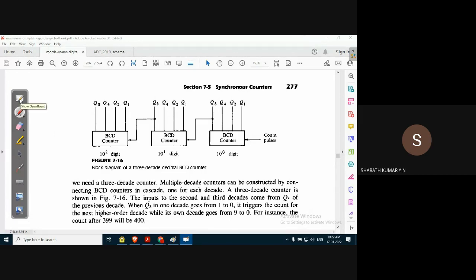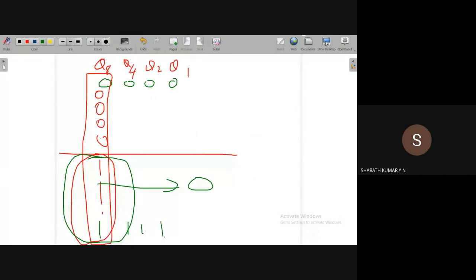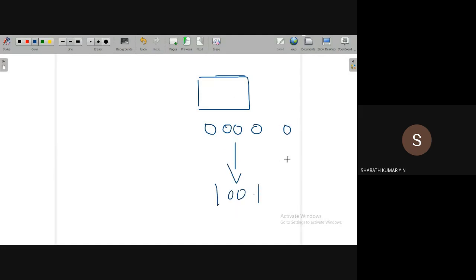For a 3-decade decimal counter, there are three counters. Let us say only one counter is used. What we get is 0000 up to 1001. That is 9 states, that is from 0 up to 9.